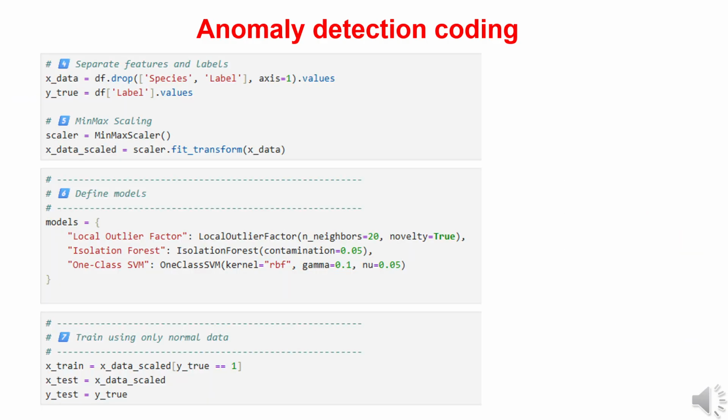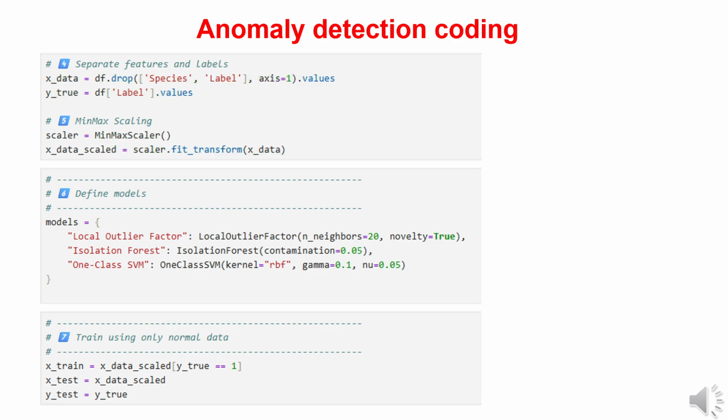The input data includes 4 features of the iris flowers, so we'll remove the unnecessary species and label columns and assign the remaining features to X data. Then we'll assign the column containing the normal and outlier labels to Y data. After that, we'll use the min-max scaler to normalize the X data so that all feature values fall within the range of 0 to 1.